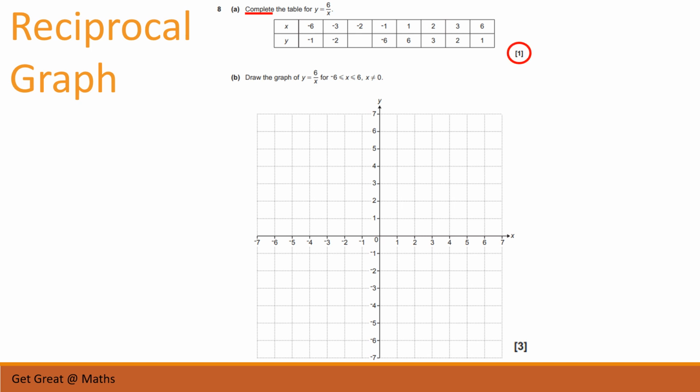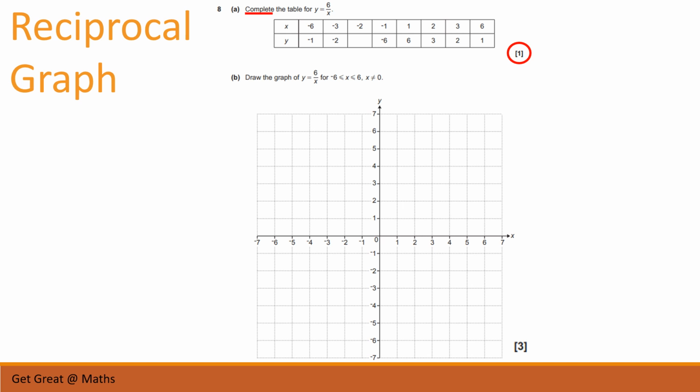So basically we've got to fill in the missing value. Press pause, have a go at working out the answer, then press play to listen to the answer. So we've got the equation y equals 6 over x, and we've got to work out the missing y value. You're told the x values along the top.